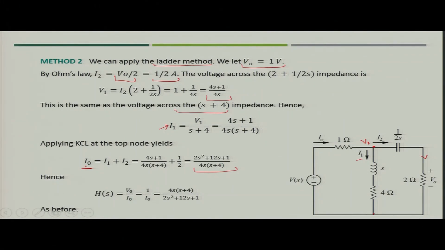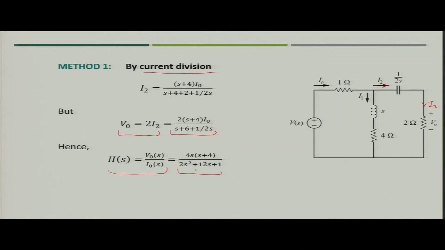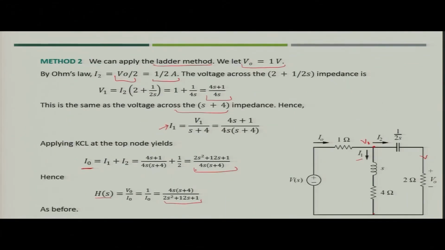Now, you have got I0, and V0 you have assumed as 1 volt. So, you will find out the transfer function H(s), which is nothing but V0 upon I0, that is 1 upon I0. When you put the value of I0, you will get the transfer function 4s into (s plus 4) upon 2s square plus 12s plus 1, which is the same as we got in case of method 1. So, whether you use the first method or the second method, you will get the same result.